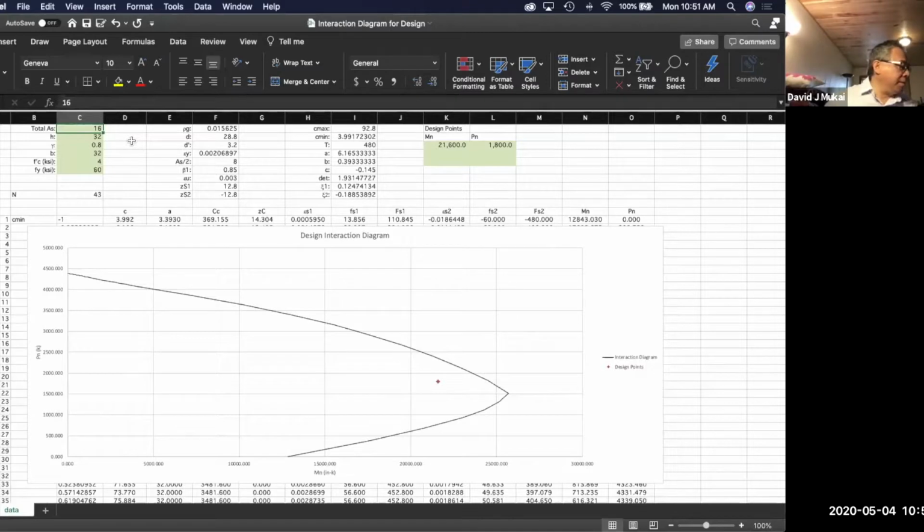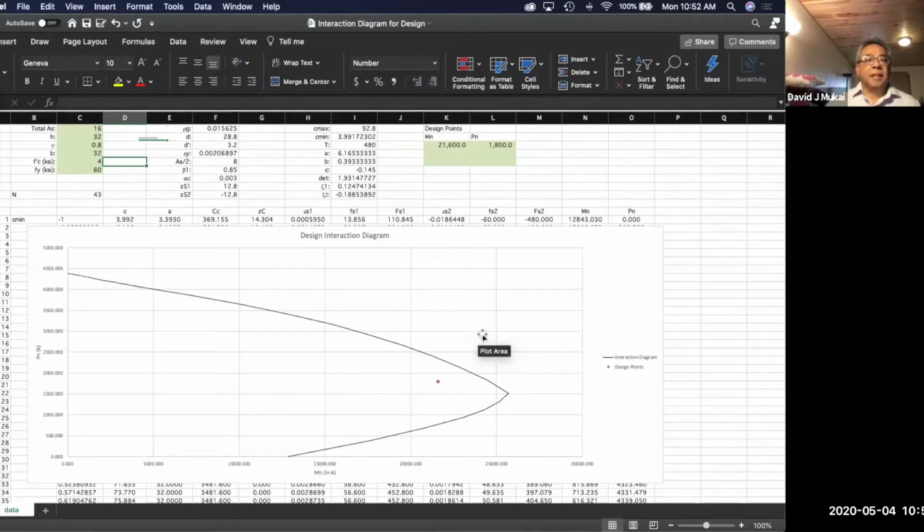Let me make sure I type those numbers in right. 21,600 and 1,800. Yep. But that's all you do to design it using a spreadsheet. So according to the spreadsheet, it would be a 32 by 32 with 16 square inches of steel. And that's all you have to do for this. Type in the points here and just change these numbers until the red dot is inside the graph. And then just take a screenshot of this and it's good.